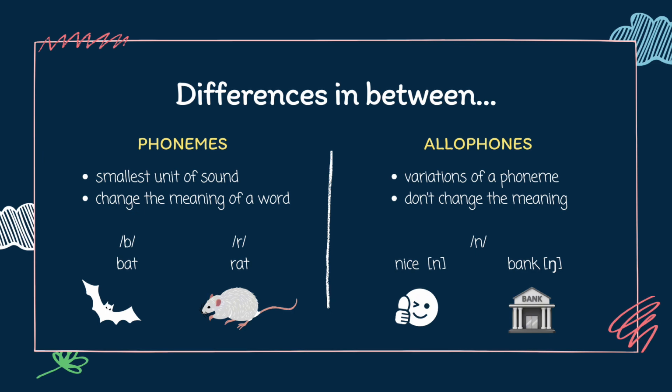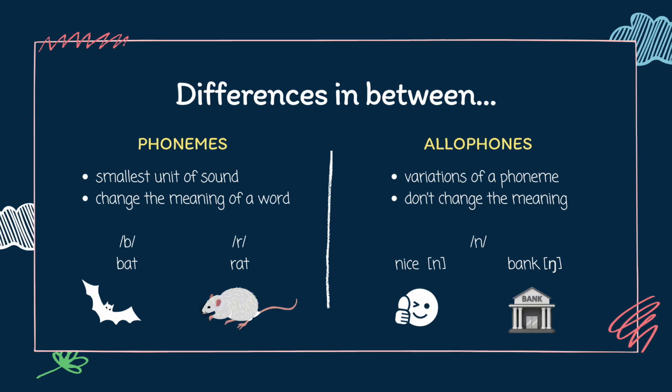For example, the sounds of R and B. They are separate phonemes. You can see they are not at all alike, but they can change the whole meaning of words. And we have here the example of rat and bat. You see, that is almost the same word, but what distinguishes it is that little unit of sound that can change the whole word. But what are allophones?